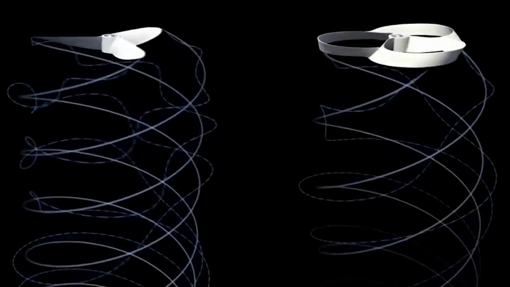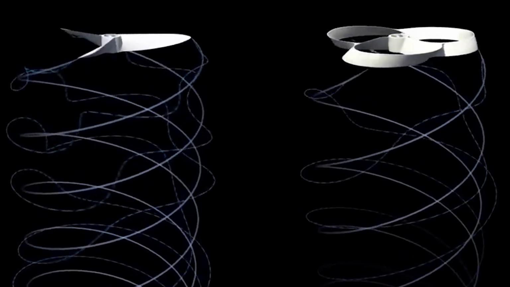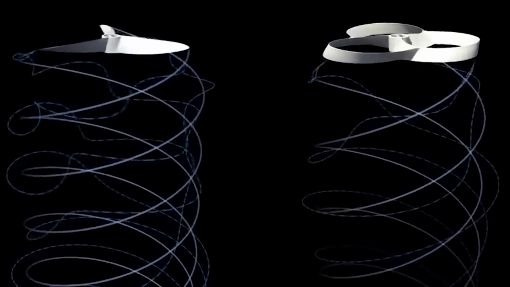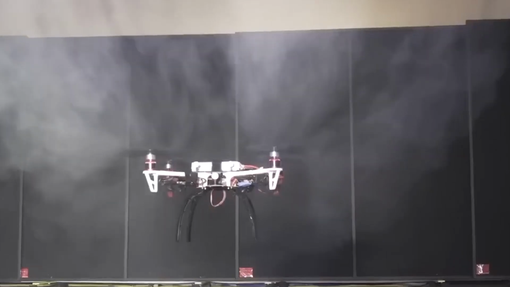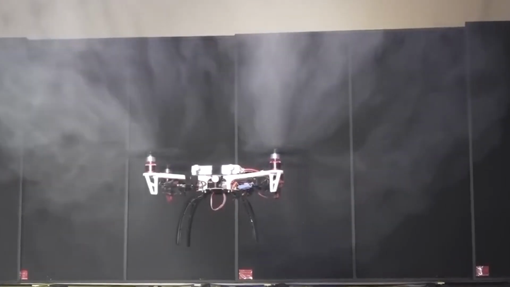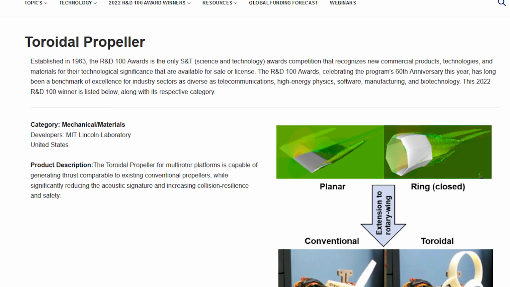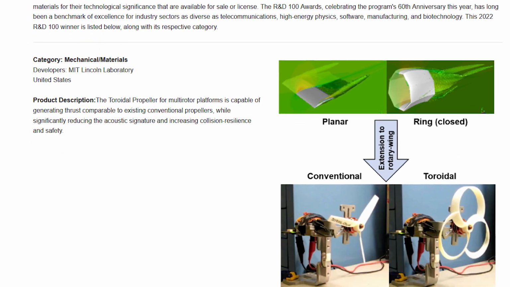MIT researchers just won an award for their design of a new toroidal propeller concept that promises to make drones less annoying in flight. Less droney? Despite the buzz surrounding this supposed game-changing technology, no data or designs have been released to validate its claims.